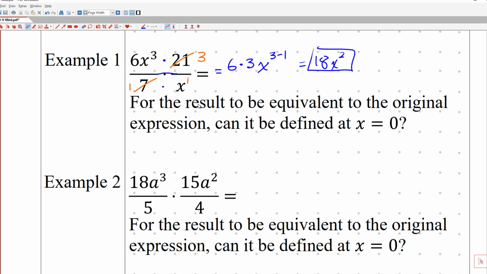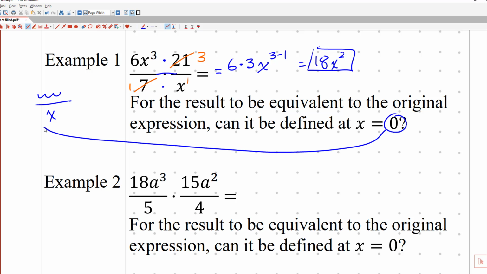Okay, so let's read this. For the result to be equivalent to the original expression, can it be defined at x equals 0? And the general way that you want to be thinking about this question is: is a variable ever in the denominator? I don't care what's in the top, but do you ever have an x in the bottom? If you do, anywhere, then you can never have this defined at x equals 0 because you would be dividing by 0. If x equals 0, this 0 is being plugged in to that x, and that's the definition of being undefined. It's when the denominator is equal to 0.